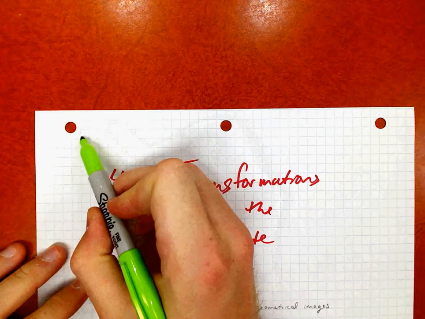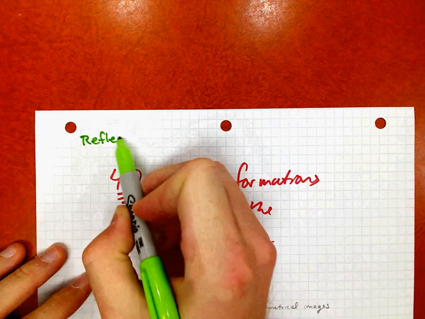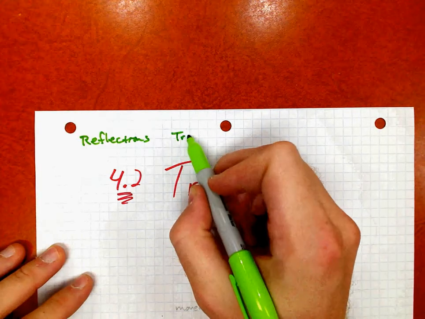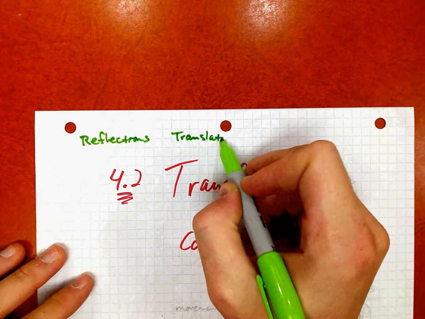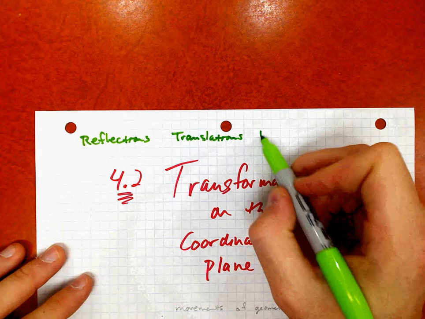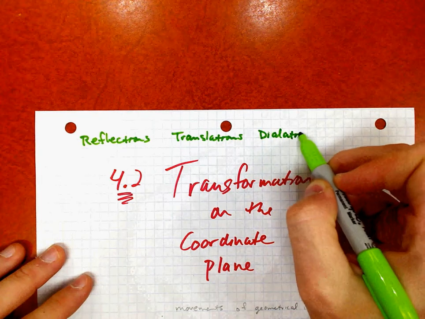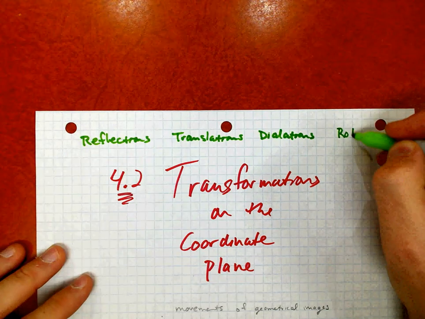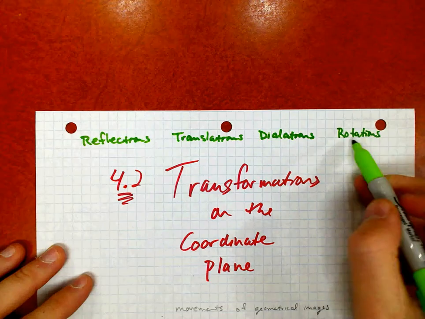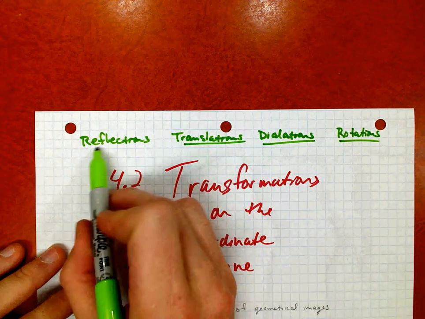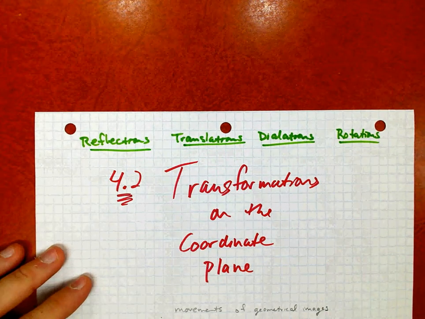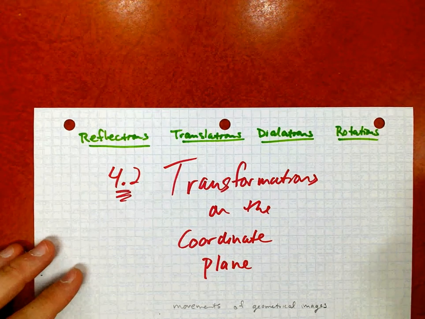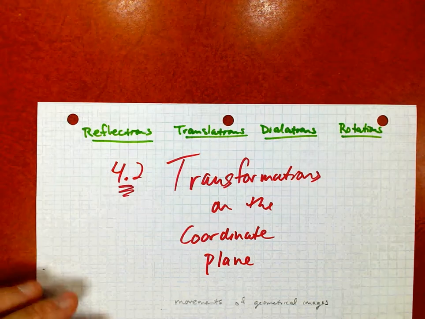They are reflections, translations, dilations, and rotations. These are actually probably some words that you might use in your everyday life, so you probably have a good understanding of what they mean mathematically already, but we'll go ahead and take a look at an example of each.